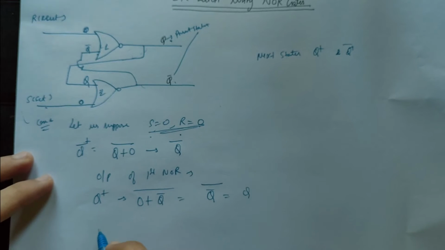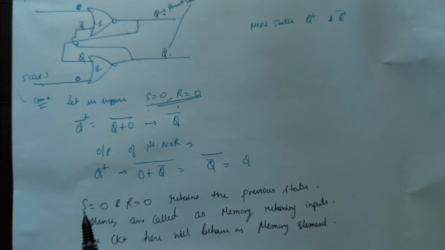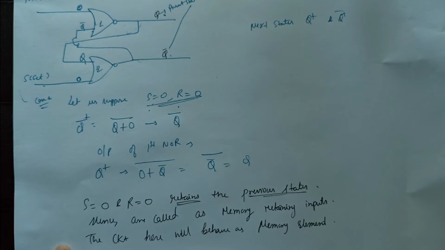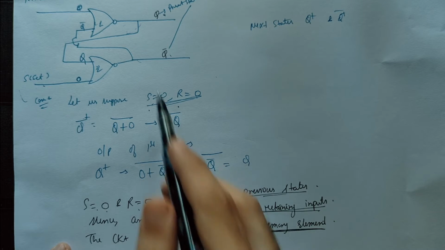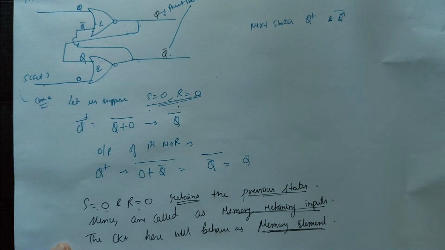So what we can conclude here is that S equal to 0 and R equal to 0 retains the previous states. Whatever the previous states Q and Q bar, the next states are Q plus and Q plus bar. So S equal to 0 and R equal to 0 retains the previous states, hence they are called memory retaining inputs. The circuit here will behave as a memory element. So this circuit at S equal to 0 and R equal to 0 will behave as a memory element. Why memory element?